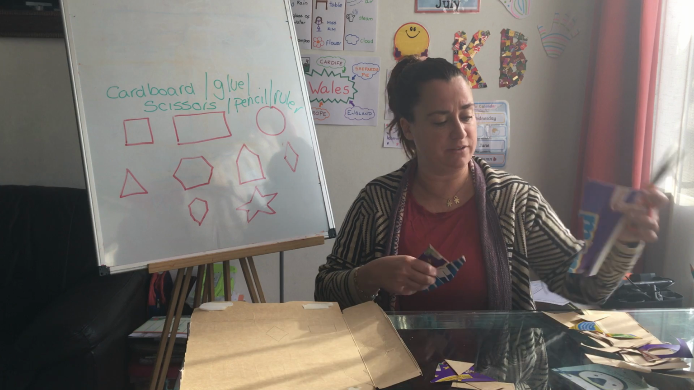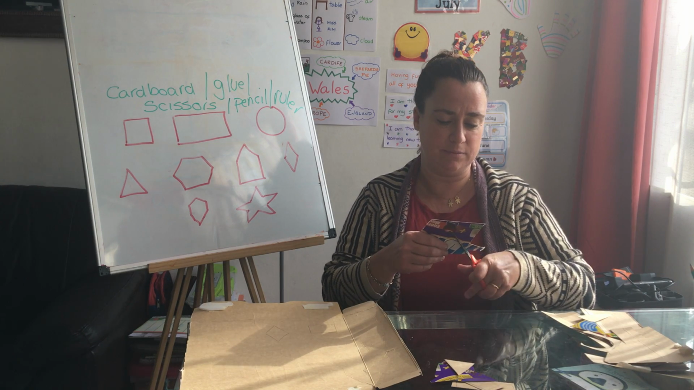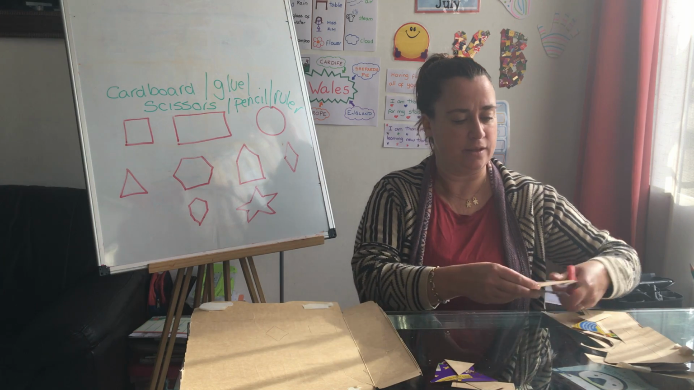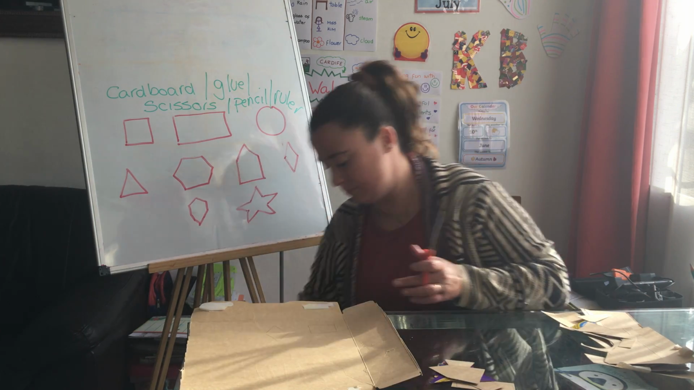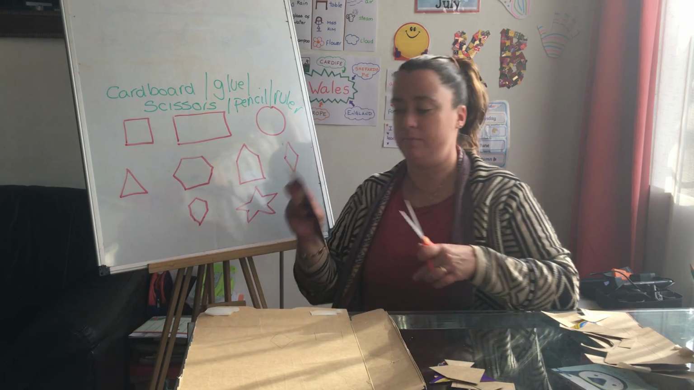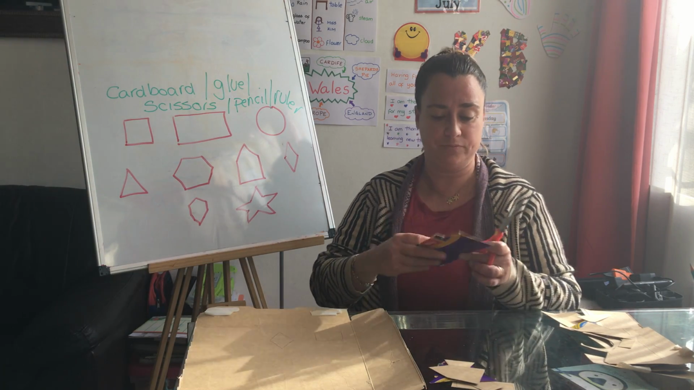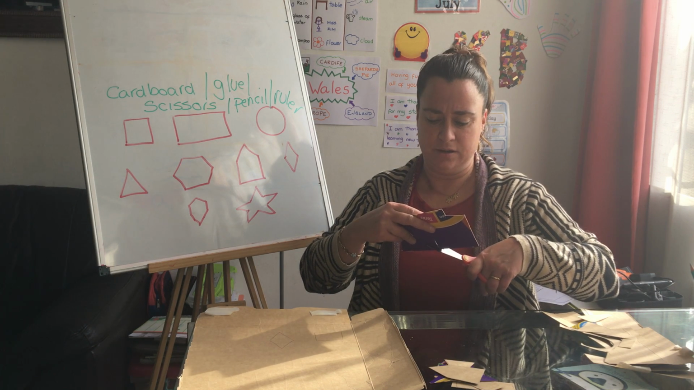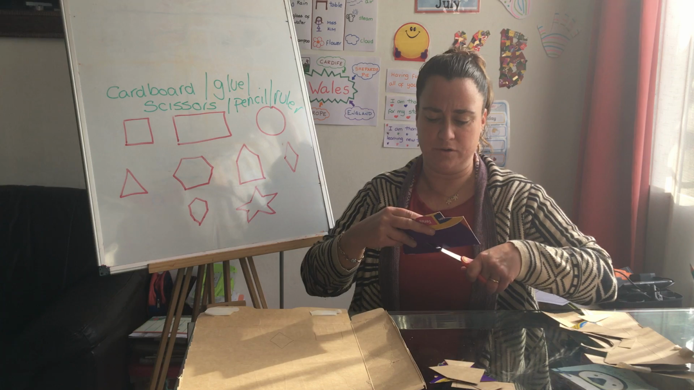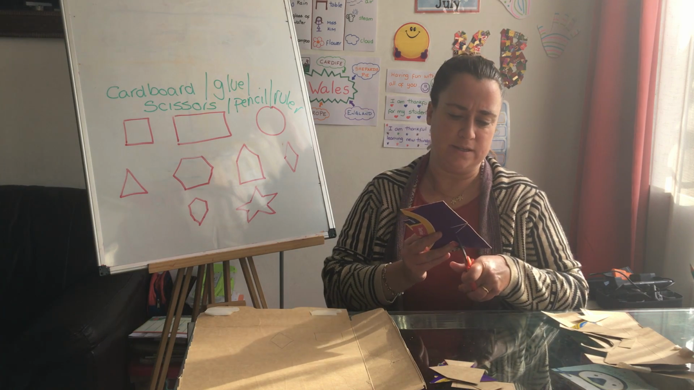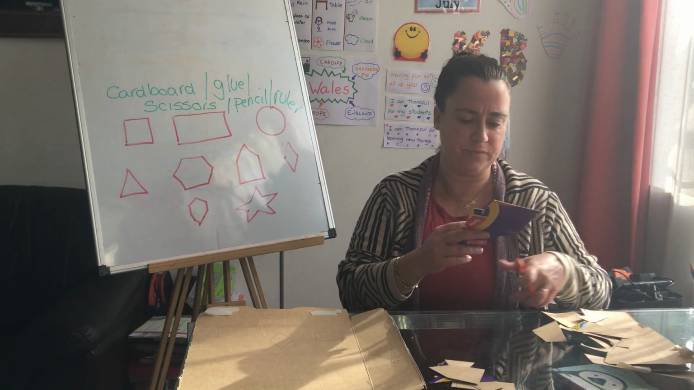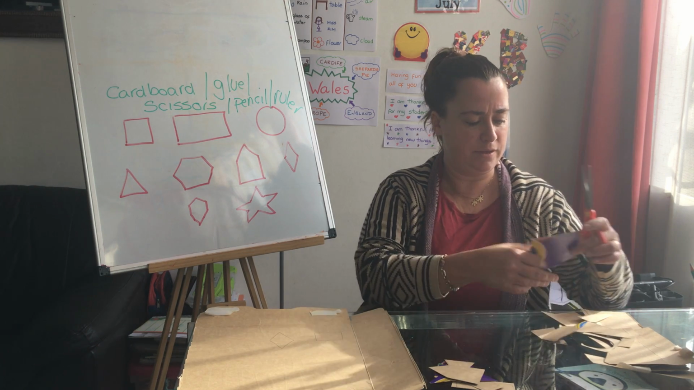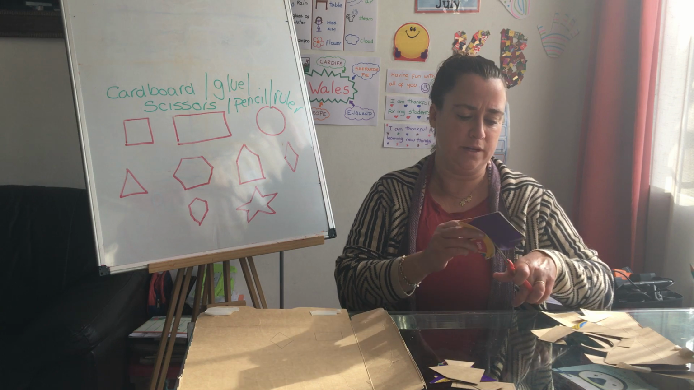Oh, my star just fell off my table. There we go. Another pentagon. I'm going with my star. There you can see it drawn. Stars are easy to cut. Once you have it on your paper or on your cardboard, it is an easy thing to cut. So let me just finish and I'll show you.